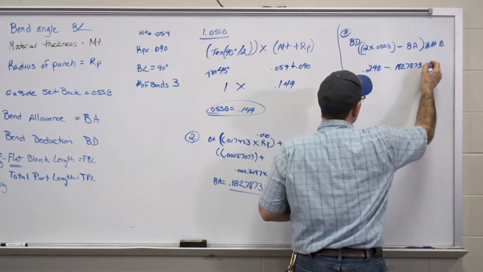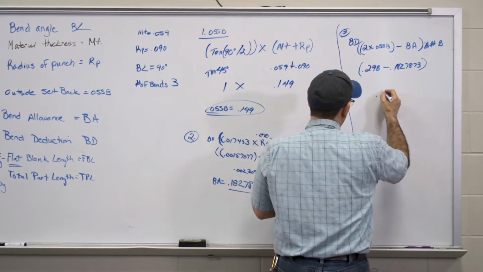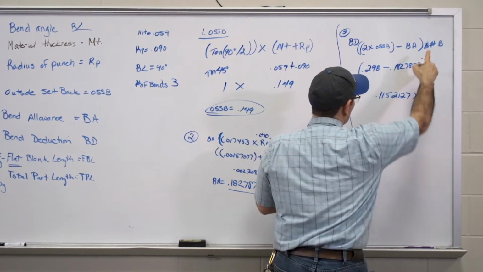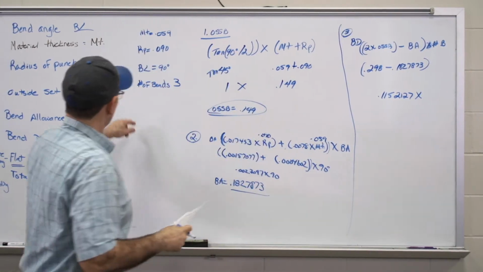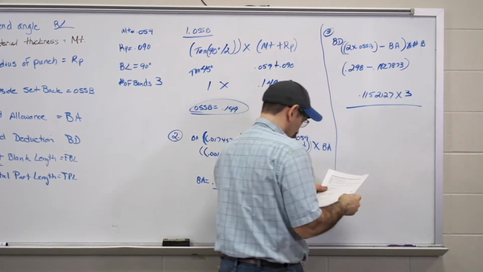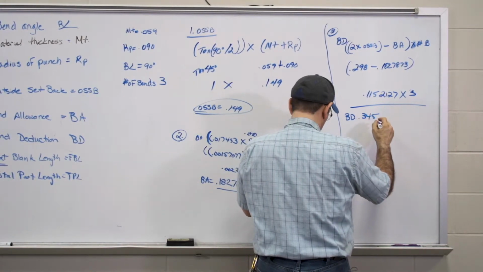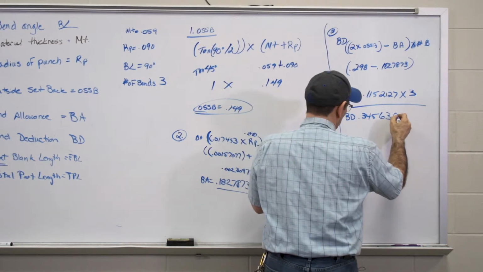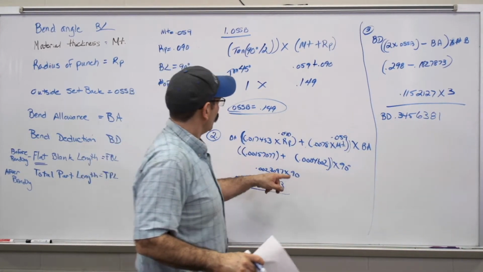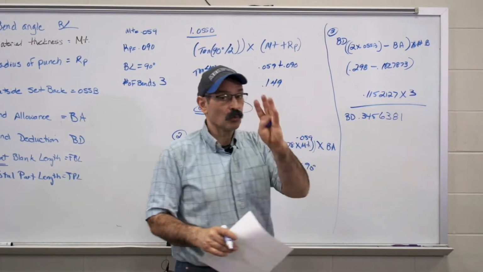So we do that first. That is 0.1152127 times my number of bends, which is 3. Times 3 equals bend deduction 0.3456381. So again, if you rounded this off and changed that number, it's going to change that. Times by 3, it's going to change that. Don't round off.